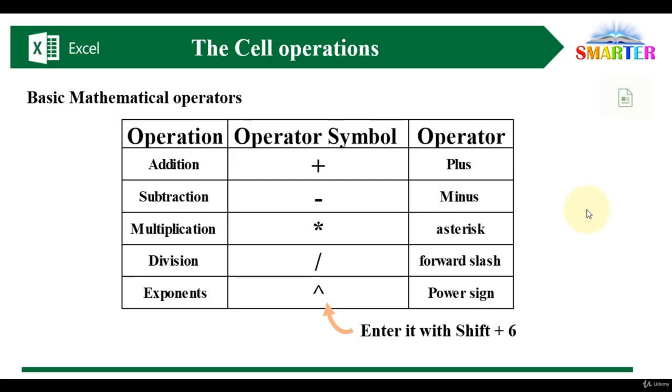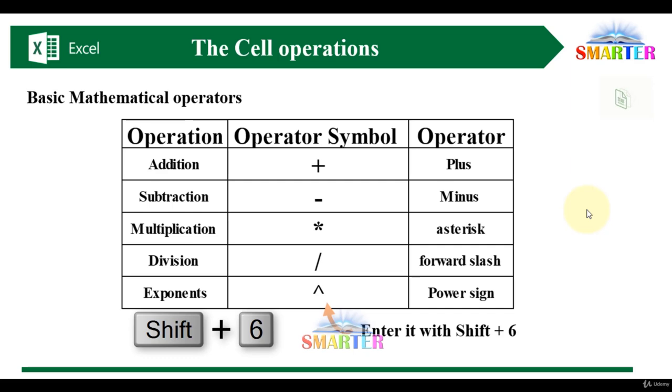Okay? Basic mathematical operators. Addition, the operator symbol is plus. Subtraction, the operator symbol is minus. Multiplication, the operator symbol is asterisk. Division, the operator symbol is forward slash. Exponent, the operator symbol is the power sign. You can write the exponent sign, the power sign, by using Shift plus 6. Okay?